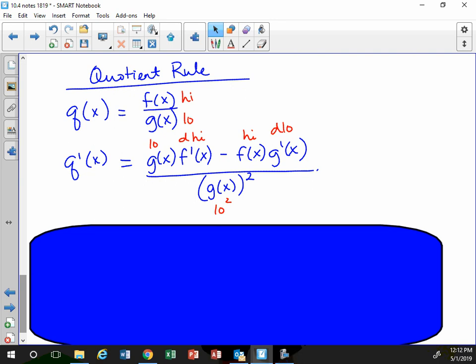Over low squared. You kind of sound like you're one of the seven dwarfs singing. It's like low and high, high to low. I don't know. Why did they say low? They don't. But the numerator kind of sounds like it. So if you need something to help you remember it, you can use that.